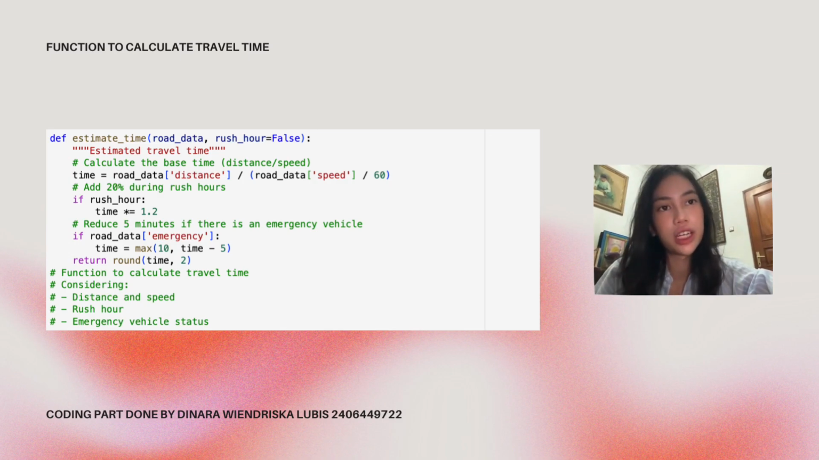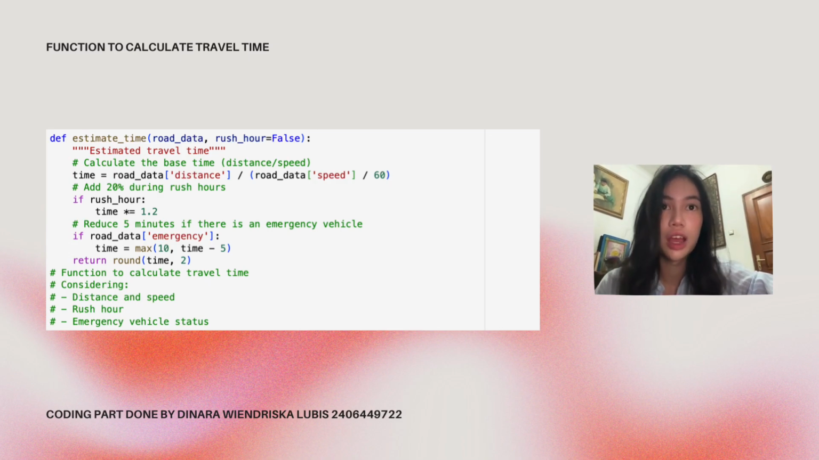The next function calculates the green light duration based on vehicle density. It returns a value between 30 seconds minimum and 120 seconds maximum, scaled by the density. For example, a density of 50 out of 100 would result in a 75-second green light, balancing traffic flow.